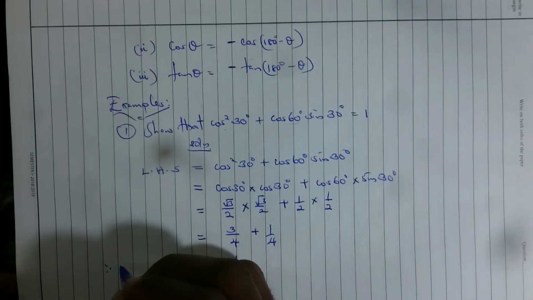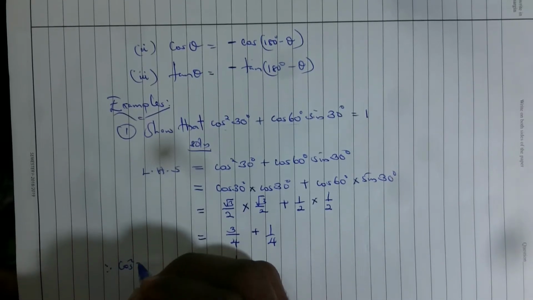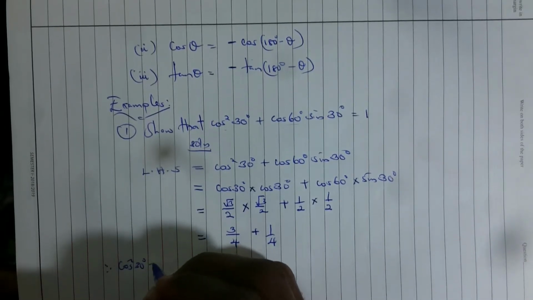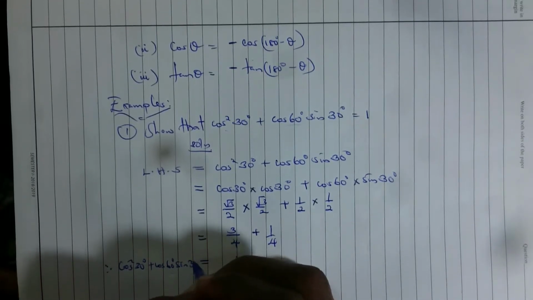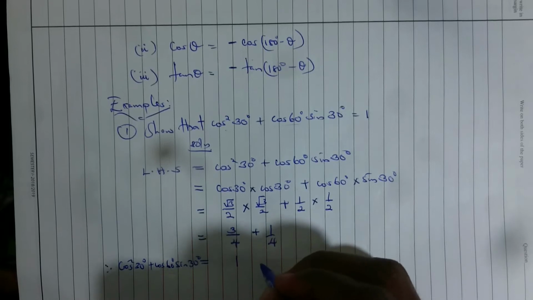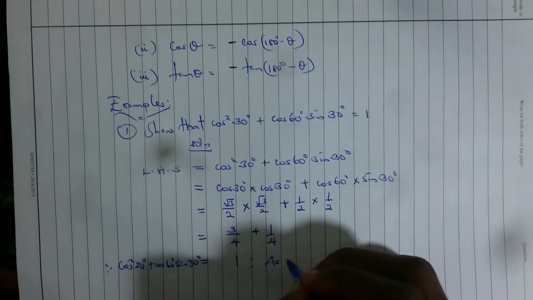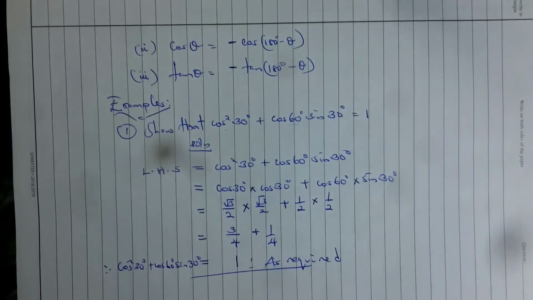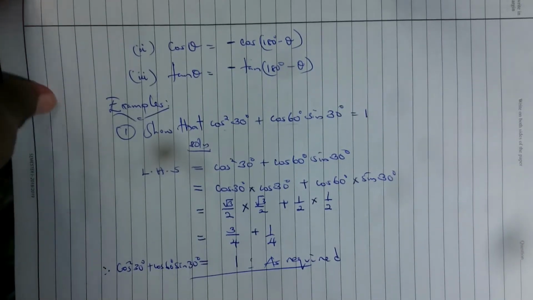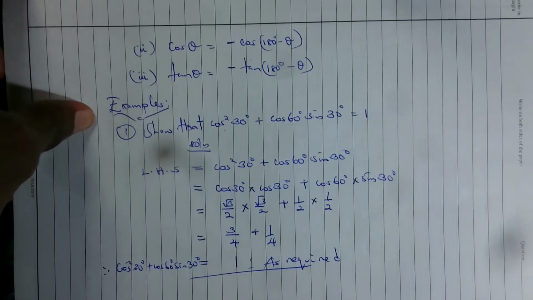Therefore we have cos squared 30 plus cos 60 sine 30 equals 1, as required. So that's the first example that we have handled today. Let's go to the next one.